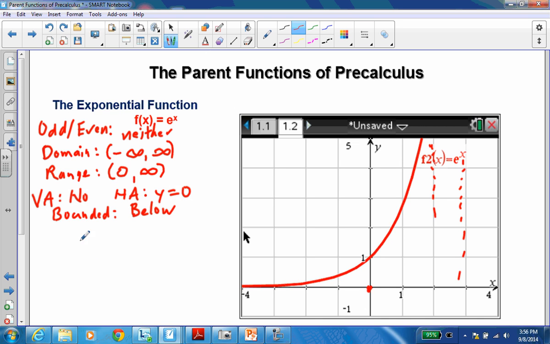All right. What is our limit as x approaches infinity of f of x?